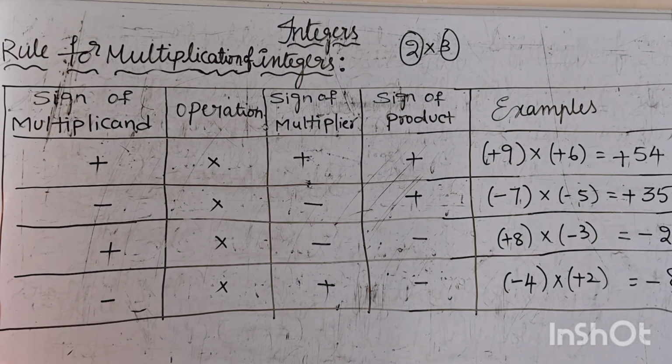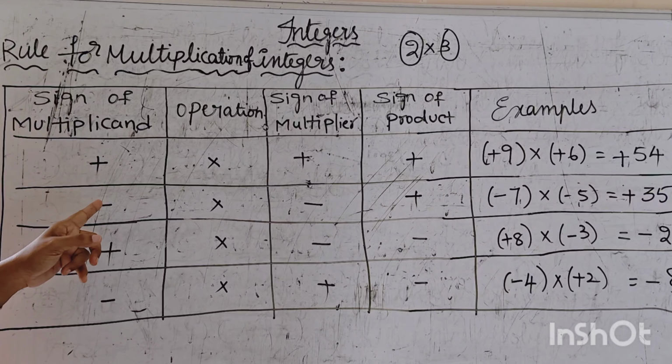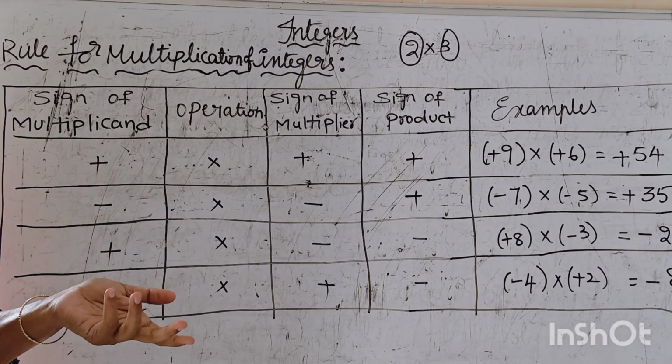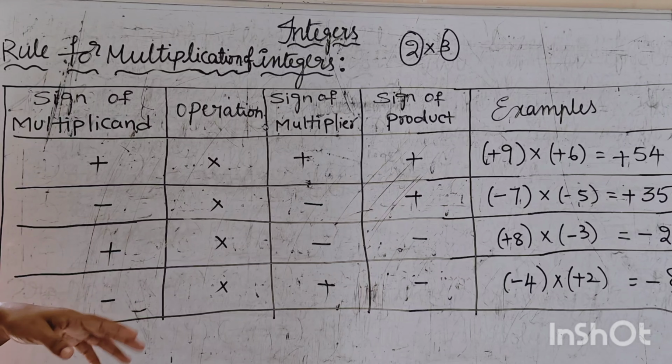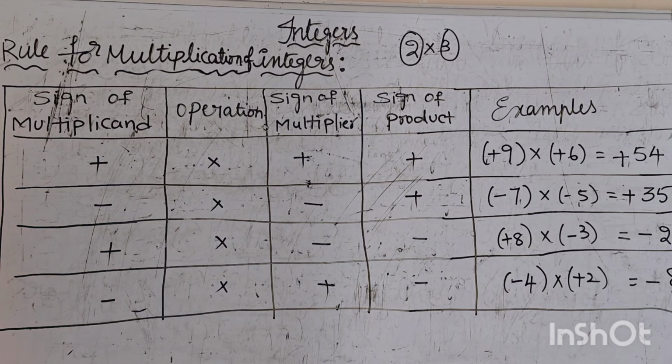So hope you understand how easily you can remember: if the two signs are the same, the answer will be plus, even if they are negative or positive. Negative into negative, positive. If the two signs are different, then you will get negative. So plus into minus, minus. Minus into plus, minus. Hope you understand how to do the multiplication of integers.